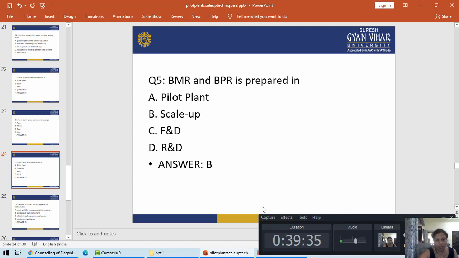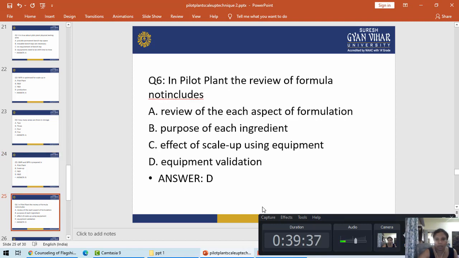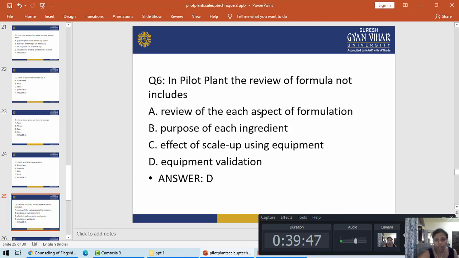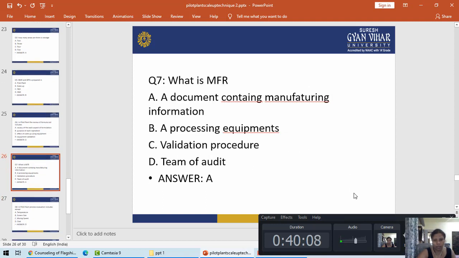Next, in pilot plant, the review of formula does not include which one? Review of each aspect of formulation, purpose of each ingredient, effect of scale up, or equipment validation, which is required. So the answer is D, equipment validation. In pilot plant, the review of formula does not include equipment validation.